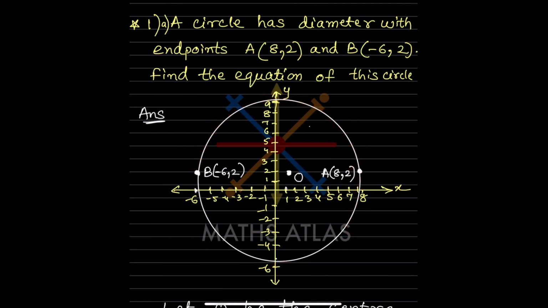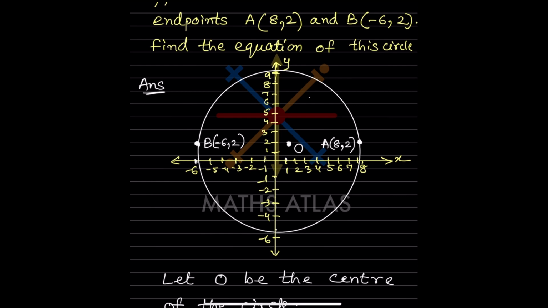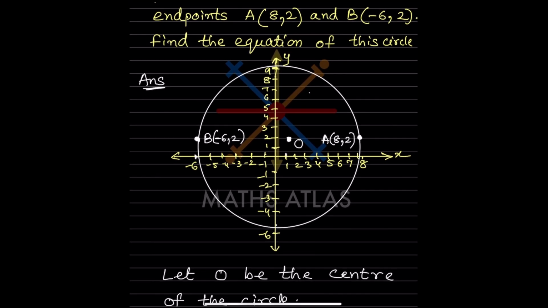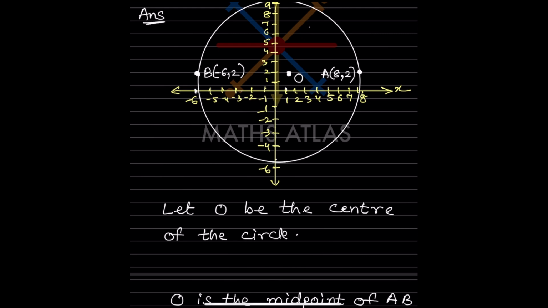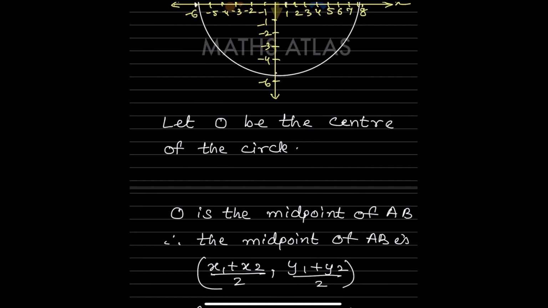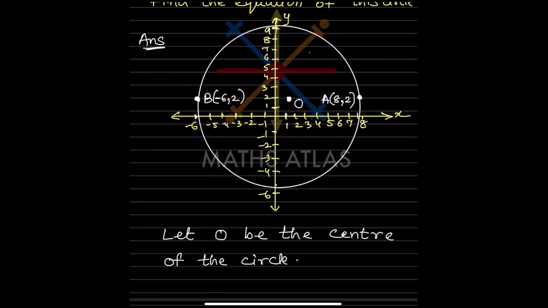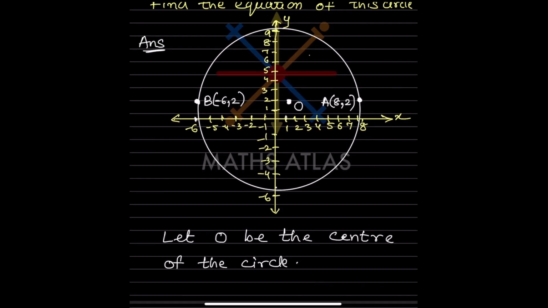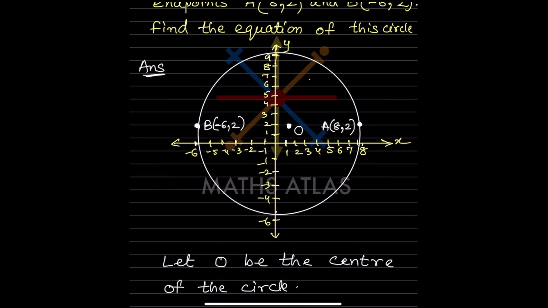So you have to find the equation of the circle. So now what will you do here? We can write here, let O be the center of the circle. So O is the center of the circle. So actually O is the midpoint. Now let us mark these points, this is already marked, sorry. So this is A and this is B. So the points are A and B.